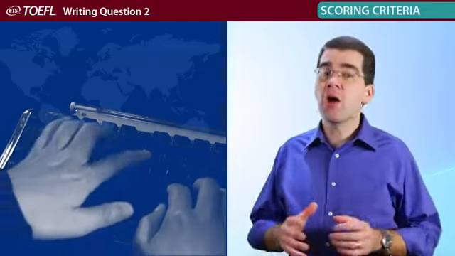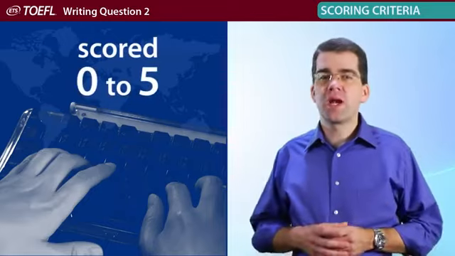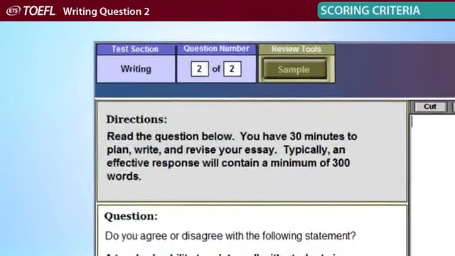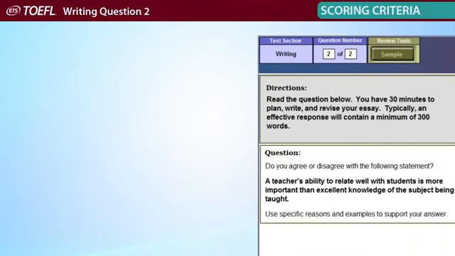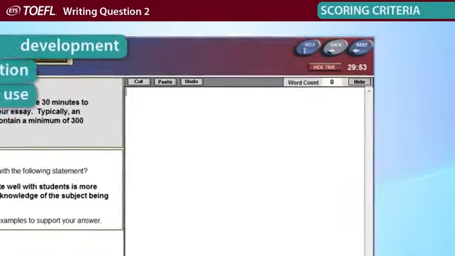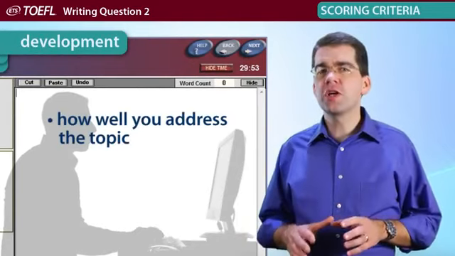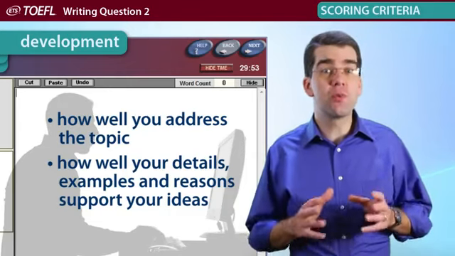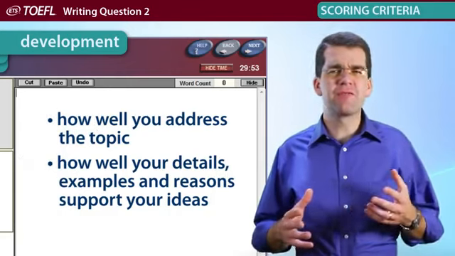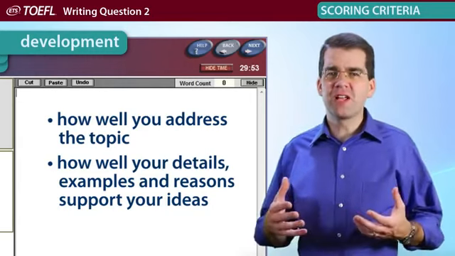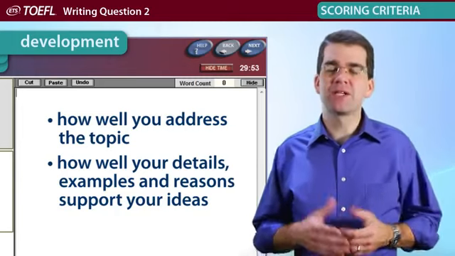Before the test, make sure you understand what the raters are looking for and how each question is scored. The essays in the writing section will each be given an overall score from 0 to 5. For question 2, the independent writing question, the raters are looking for 3 main things: development, organization, and language use. First, development. The raters are looking for how well you address the topic and how well your details, examples, and reasons support your ideas. If you just use a lot of words and sentences that don't really support the points you're making about the topic, or if you develop empty ideas not related to the topic, you'll receive a low score.